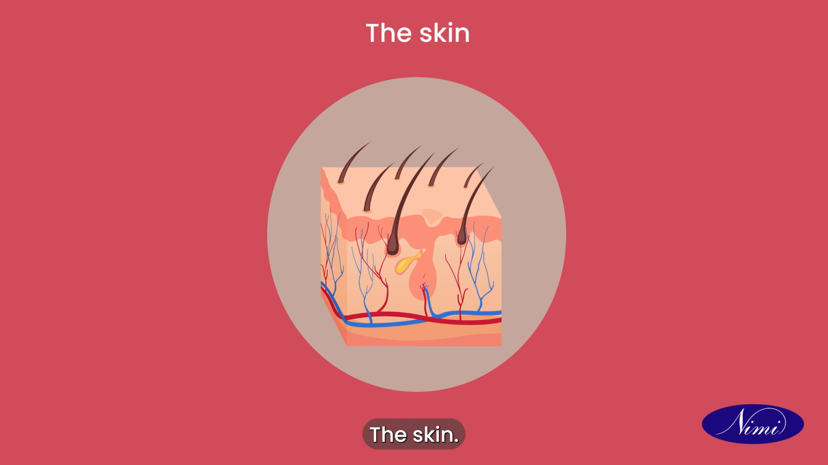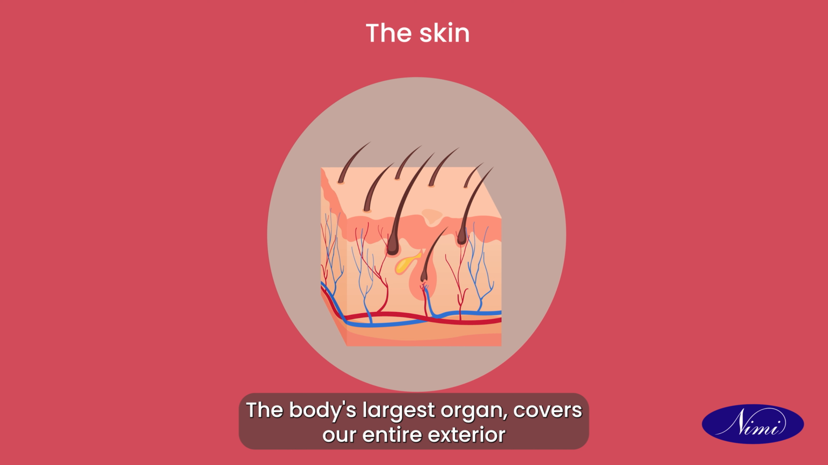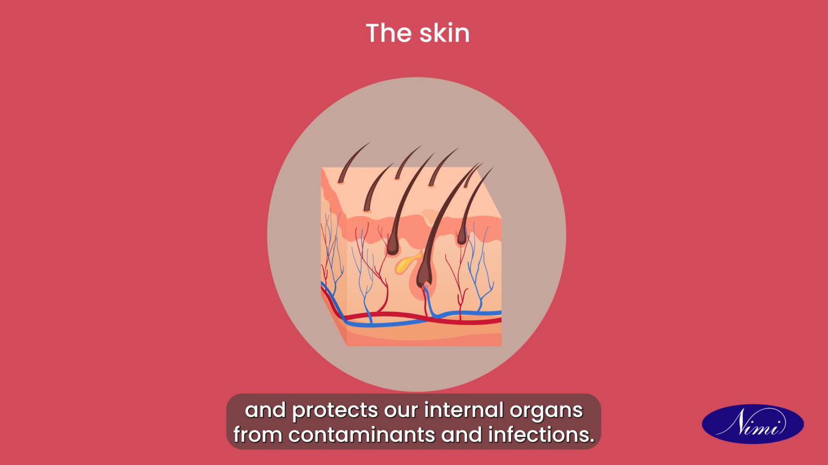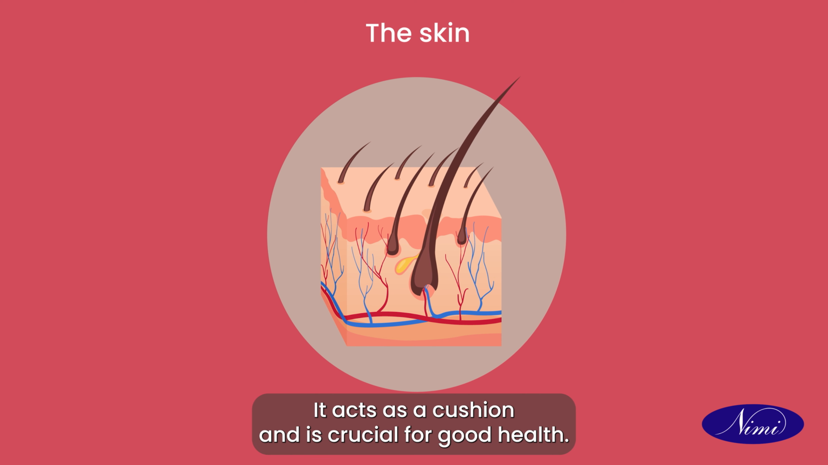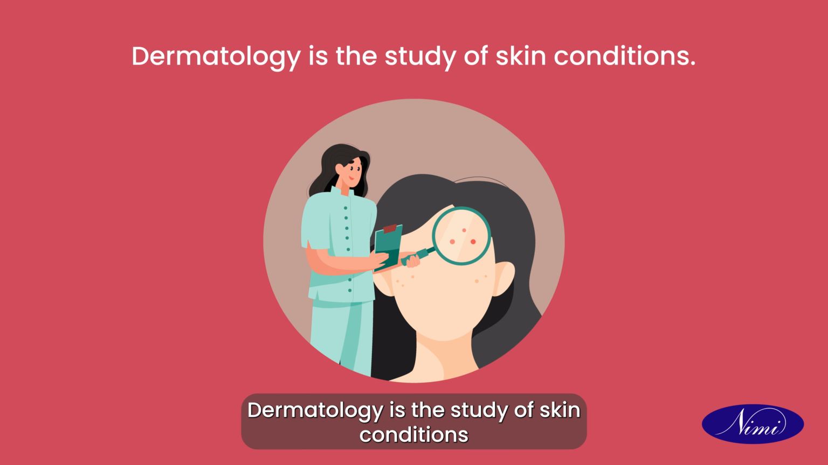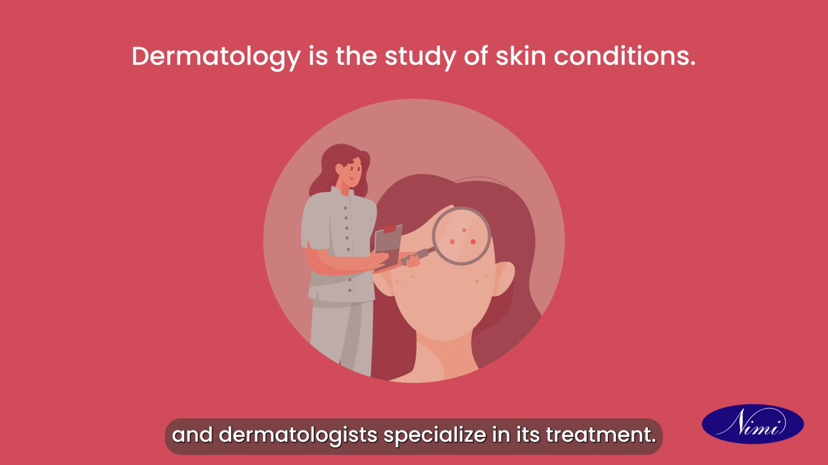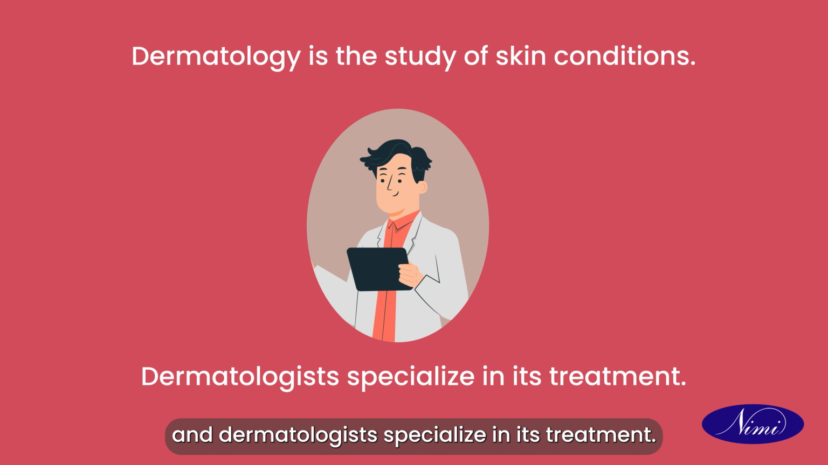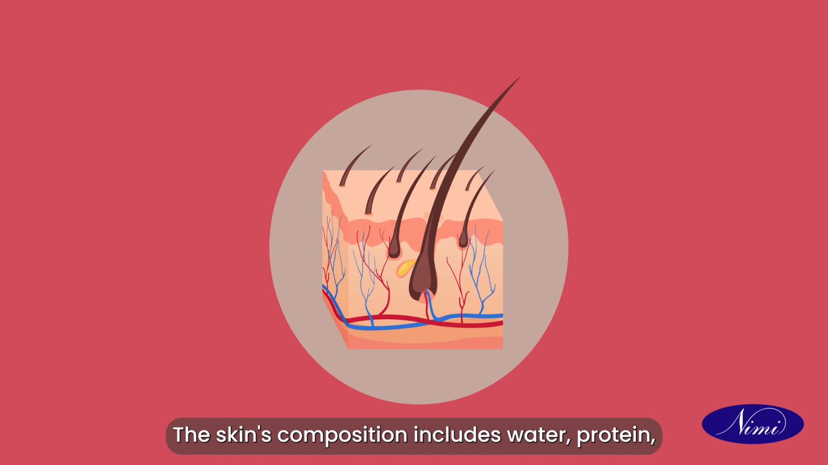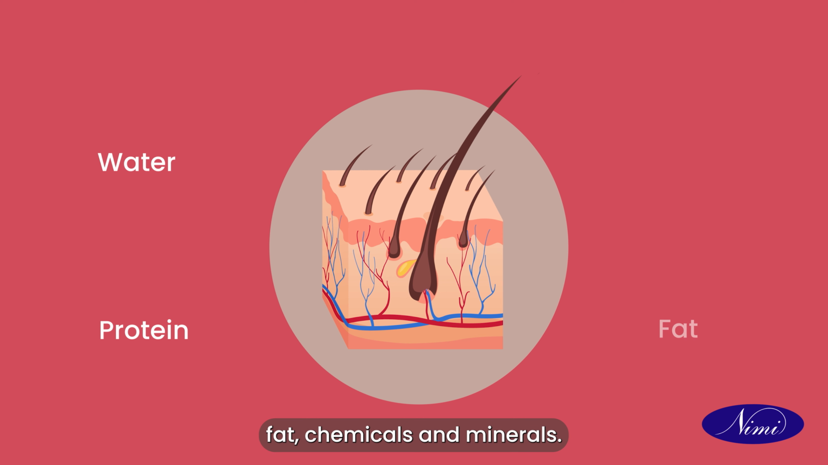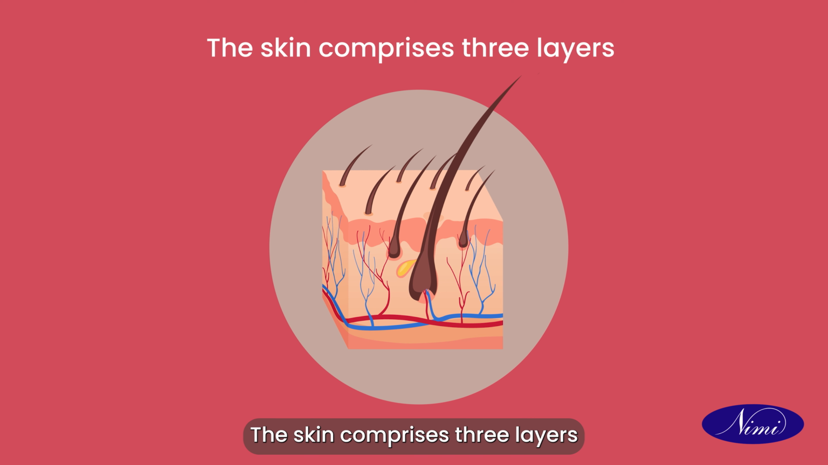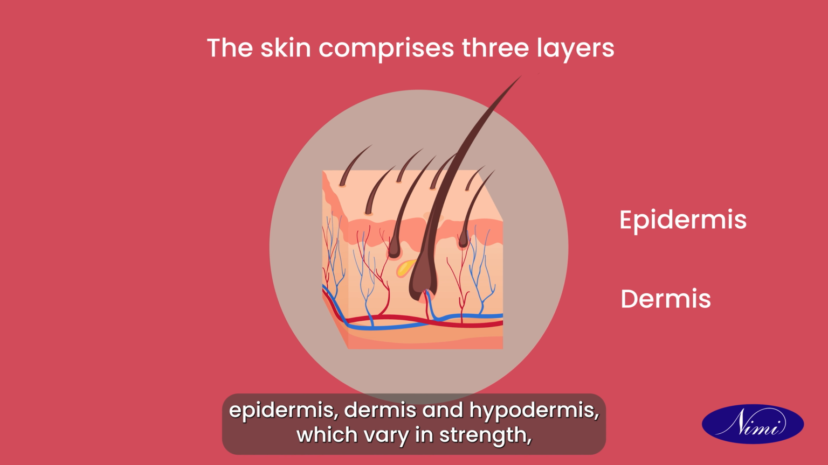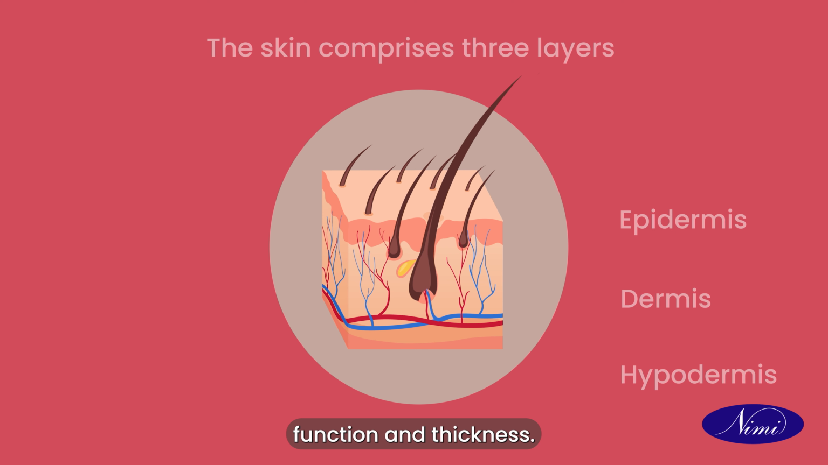The skin, the body's largest organ, covers our entire exterior and protects our internal organs from contaminants and infections. It acts as a cushion and is crucial for good health. Dermatology is the study of skin conditions, and dermatologists specialize in its treatment. The skin's composition includes water, protein, fat, chemicals, and minerals. The skin comprises 3 layers: epidermis, dermis, and hypodermis, which vary in strength, function, and thickness.